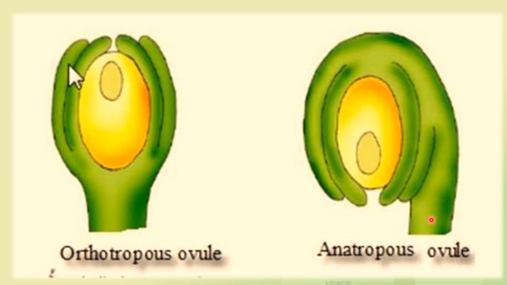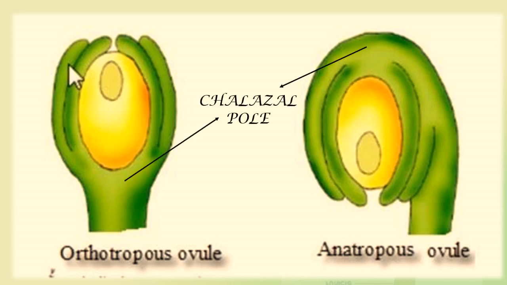Here you can see that the funicle goes up till here and the ovule is turned 180 degrees. So the funicle is merged with the outer and the inner integuments. Now can you see the position of chalazal pole in both? In both cases it is away from the micropyle.